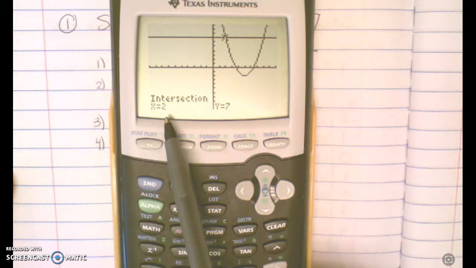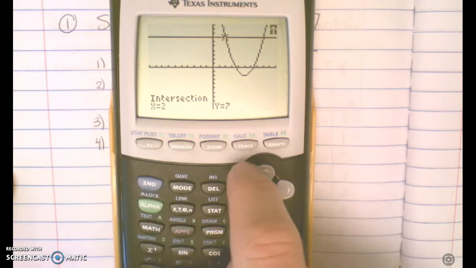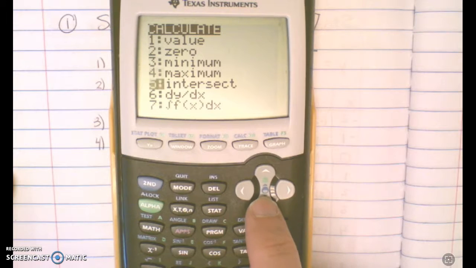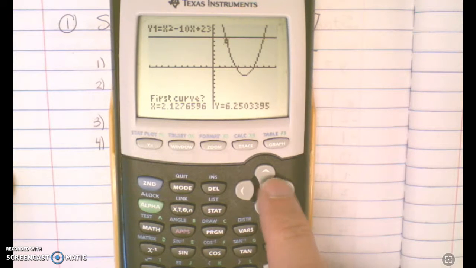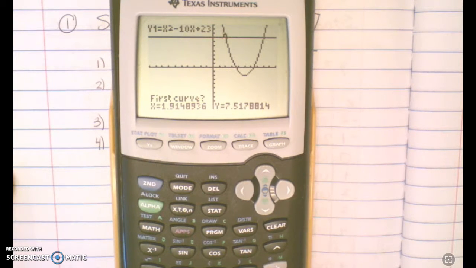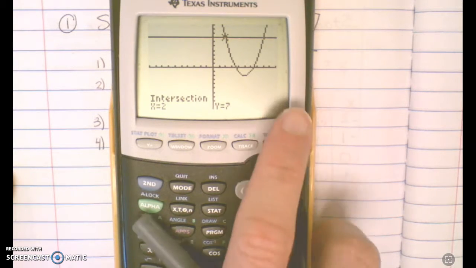So it's going to tell you what solution gives you 7. So for here, it's x equals 2. So remember the steps again here were second, trace, intersect, number 5. And you just move that little spider blinking cursor near the intersection and press enter 3 times. And you get your solution.